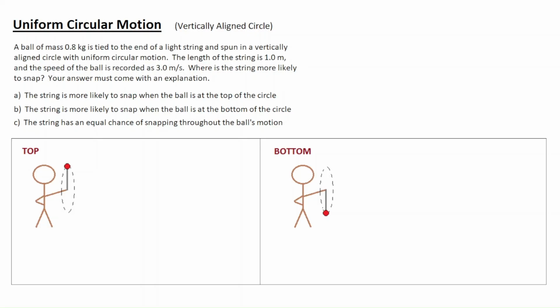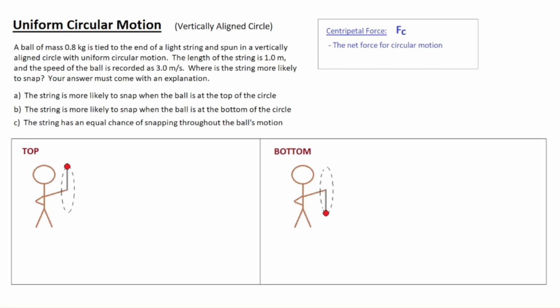For any uniform circular motion problem, conceptually, we need to understand centripetal force, or the Fc variable. This is the net force for circular motion, so Fc will take the place of Fnet. And the rule is that this centripetal force is always directed towards the center of the circle. That's how an object turns. There needs to be more force towards the center than there is away from center. From there, let's look at some force diagrams.